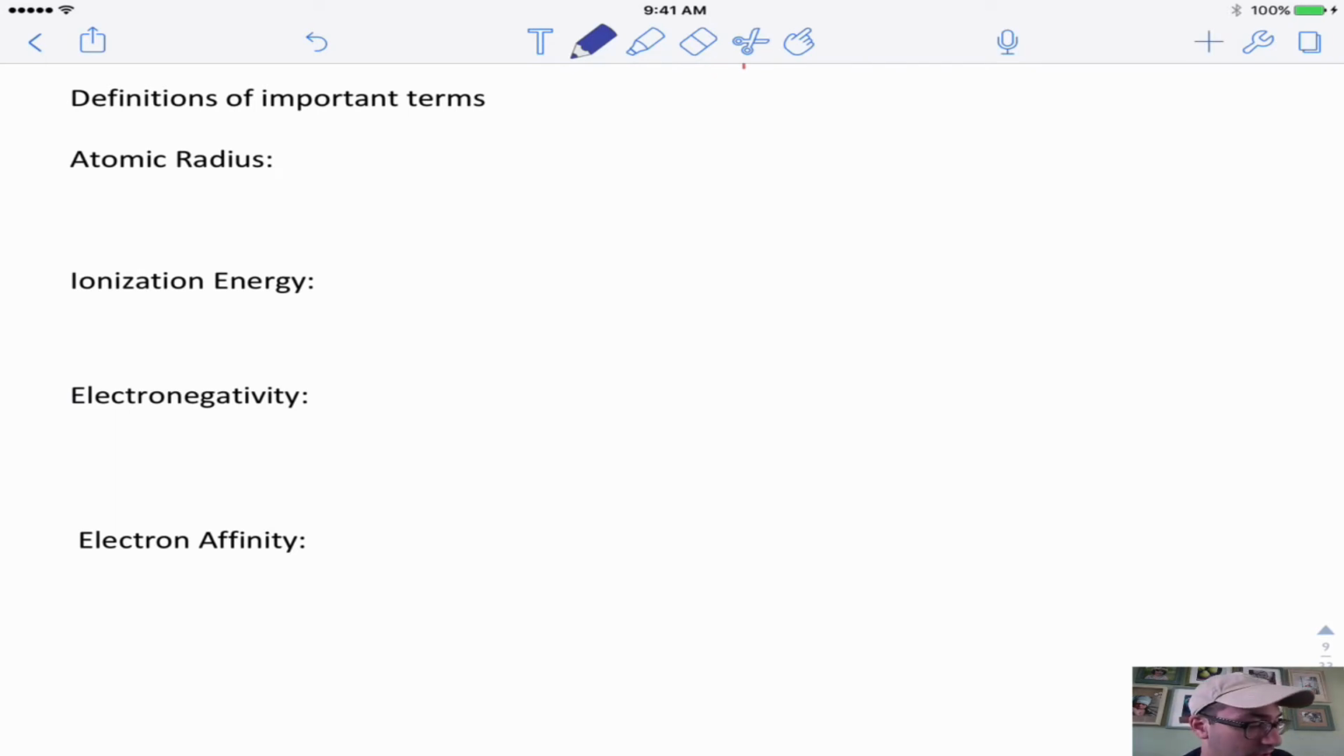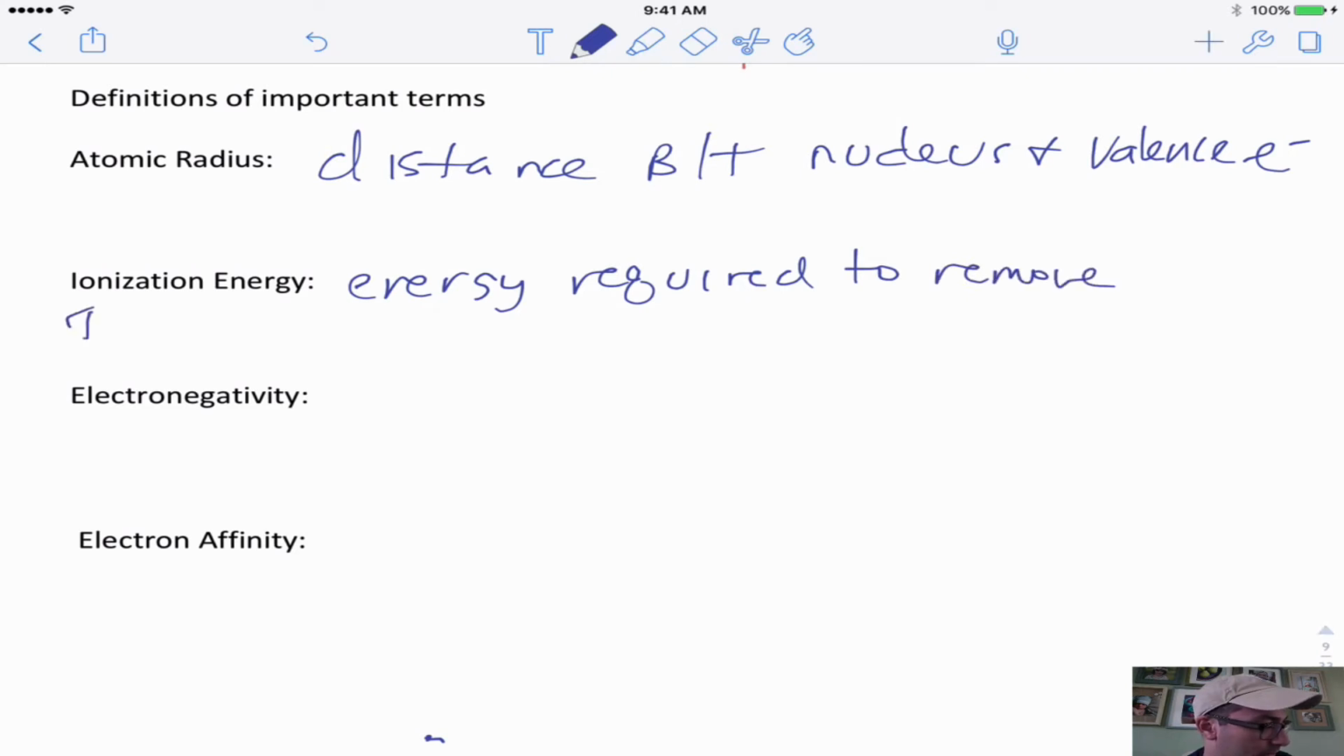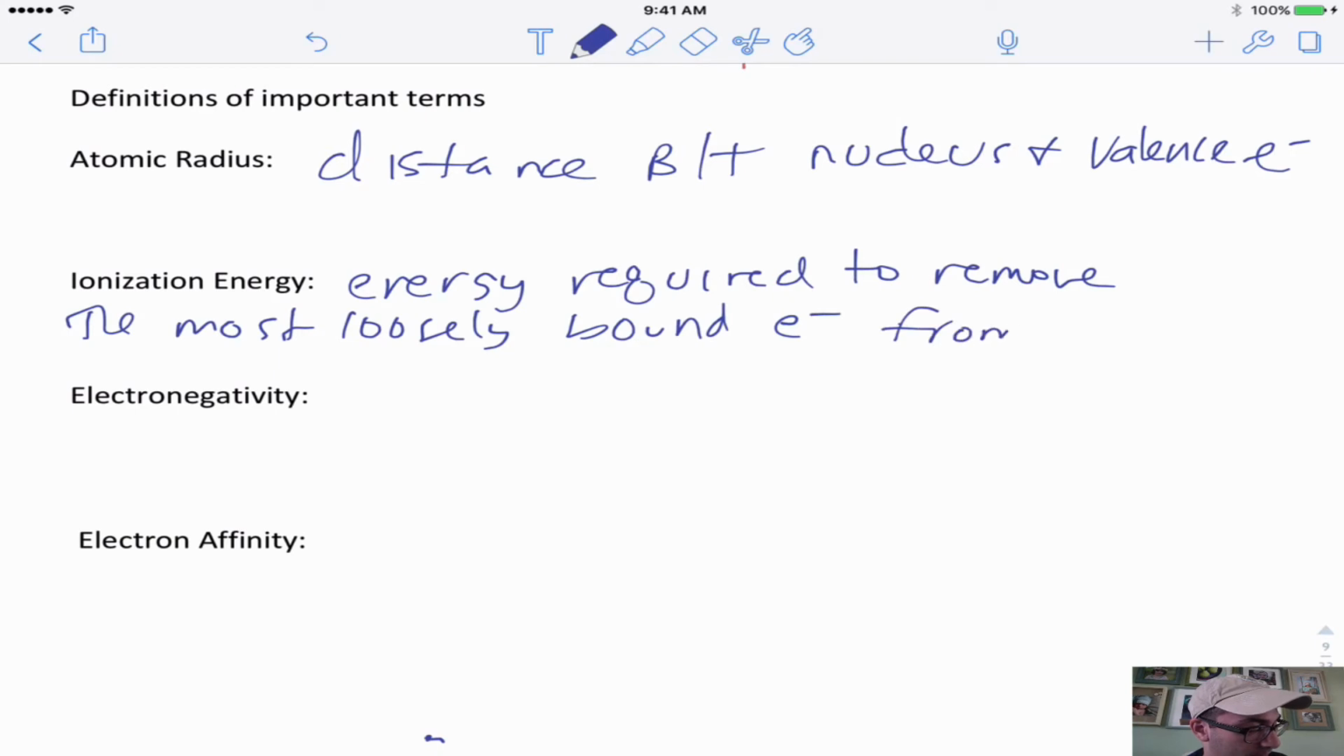Atomic radius is generally just the distance between the nucleus and the valence electrons. Ionization energy is the energy required to remove the most loosely bound electron from a gaseous atom.